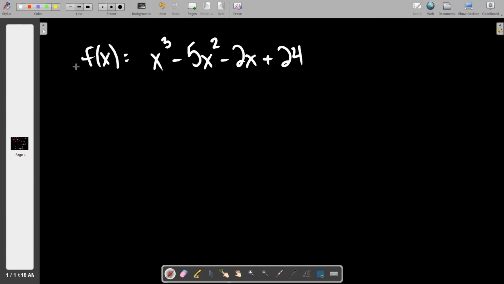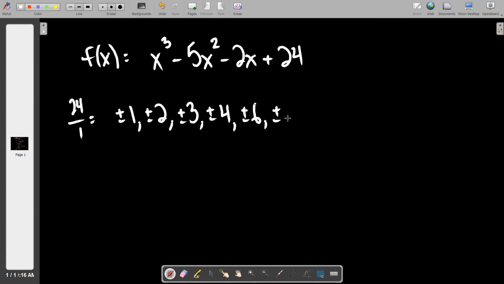According to the rational root theorem, all possible rational roots are going to be found and exist as fractions built from the number 24 and the number 1. And again, I'm going to keep our first 3 examples with 1 on the bottom so that we don't have to worry about anything fractioning. So the list of possible rational zeros is positive and negative 1, 2, 3, 4, 6, 8, 12, and 24. So we have a longer list this time.